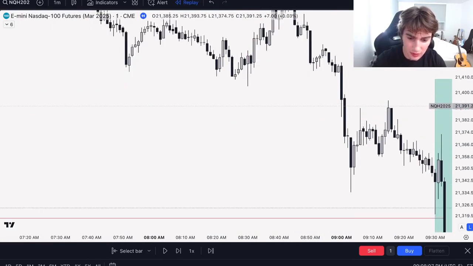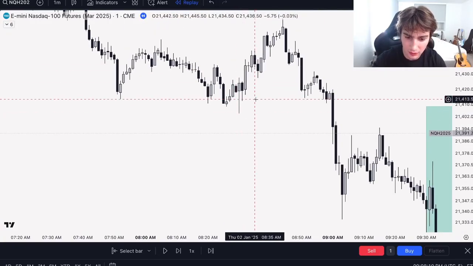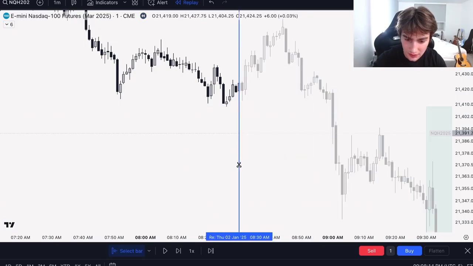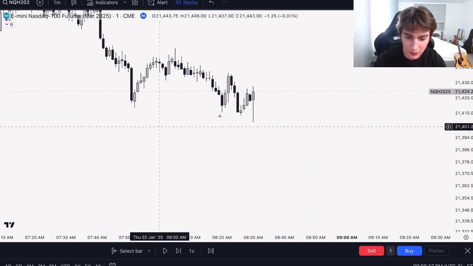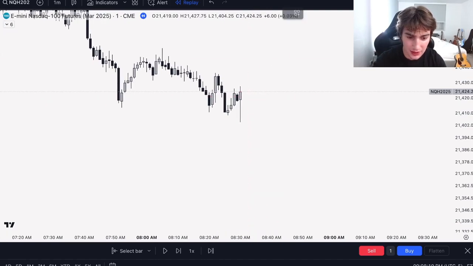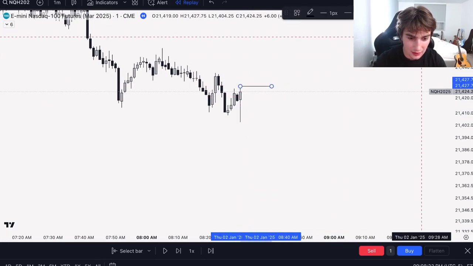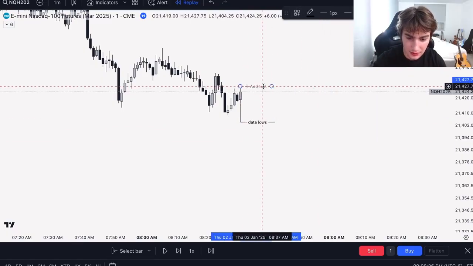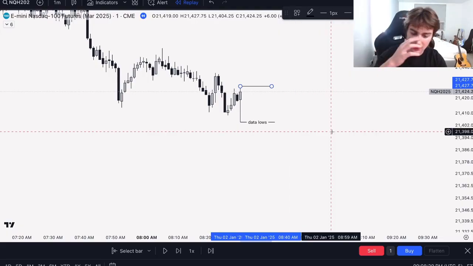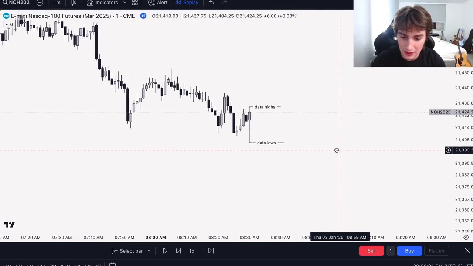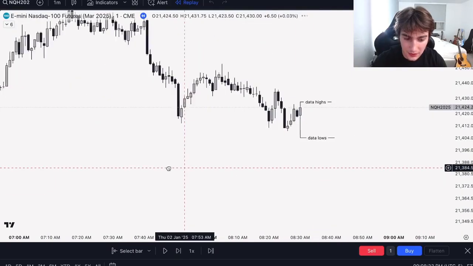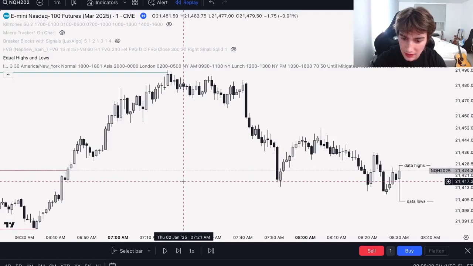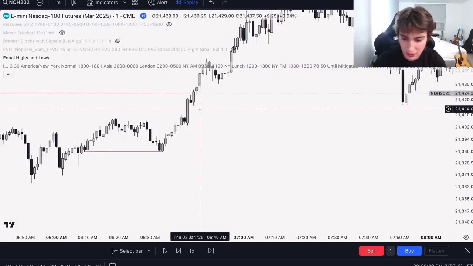Okay, so maybe it wasn't a red folder, but in theory, let's say this was that 8:30 news candle right here. It's as simple as identifying its high and its low as data highs, data lows, right? Data lows, data highs. This is not a very strong news candle today, so nothing too crazy to mark out. And then regarding equal highs and equal lows, you can use an indicator of some sort, or you can just learn to identify them on your own.